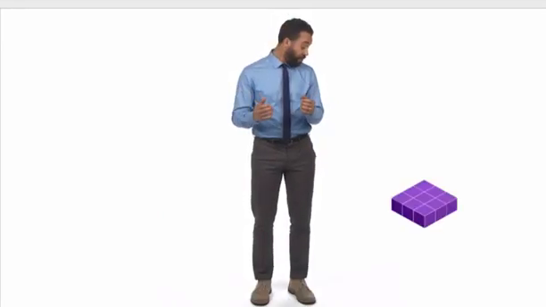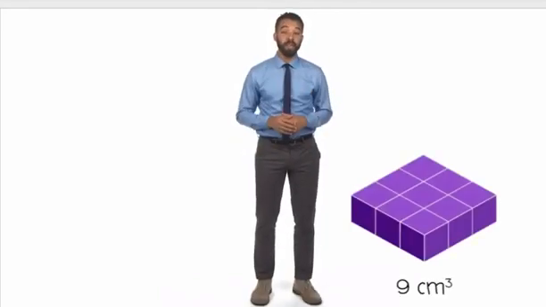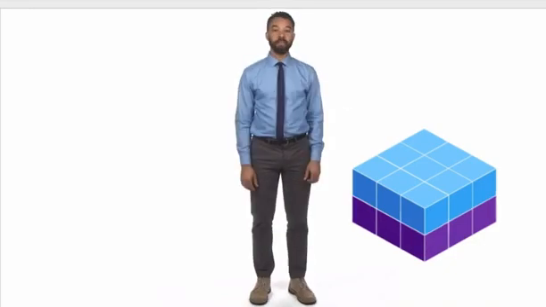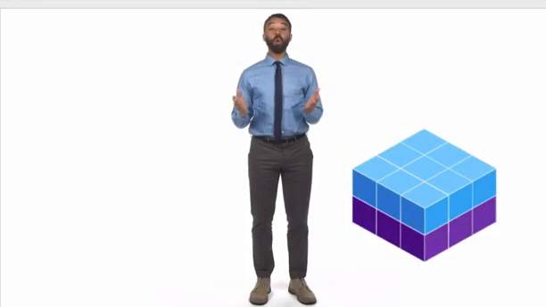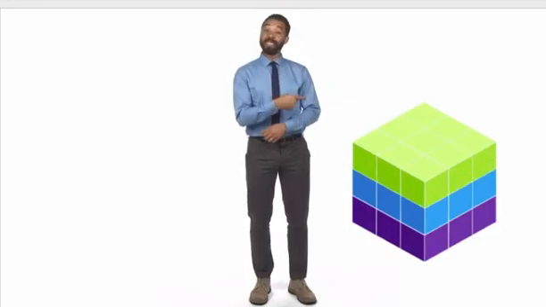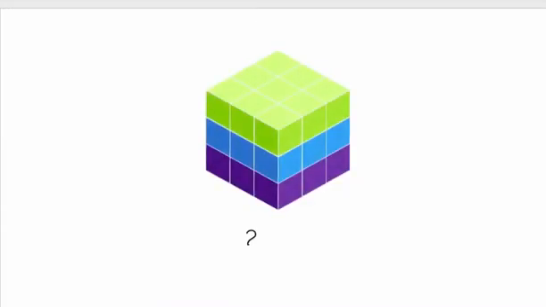Let's try another one. What's the volume of this rectangular prism? The volume of this prism is 9 cubic centimeters. Let's build another layer. What's the volume of the prism now? Now we have 18 cubic centimeters. Let's build one more layer. What's the volume now? 27 cubic centimeters.